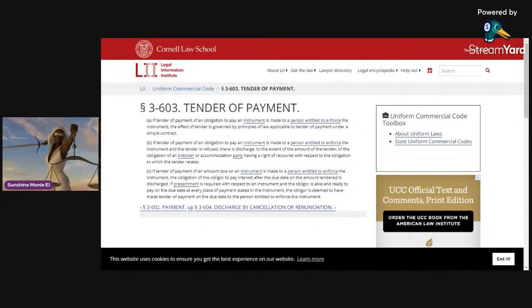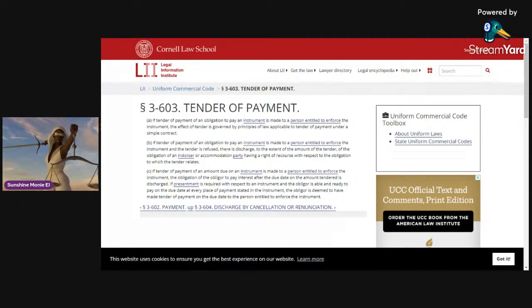So if I give the tender, the obligation of the obliger to pay interest after that due date on the amount tendered is discharged because I paid it on the date, right? Now, if a tender of payment of an obligation to pay an instrument is made to a person entitled to enforce the instrument, and the tender is refused, you didn't take my money, then there is a discharge to the extent of the amount of the tender. So if my bill was $300 and I gave you a tender of $300 and you refuse it, then it's discharged. You're not taking my tender. I'm not telling you that I don't have it. I'm giving it to you, right?